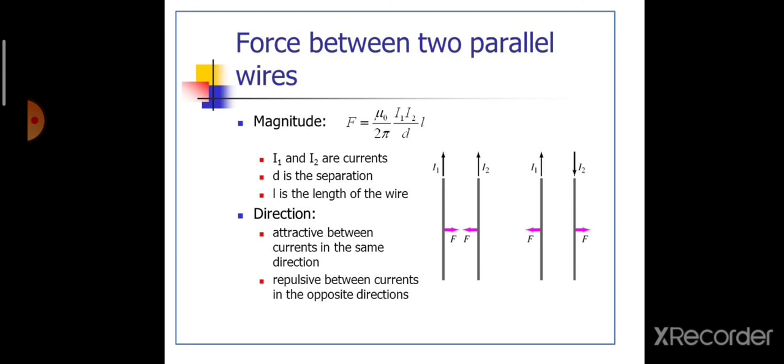So we have seen that the force is attractive if the currents are in the same direction, and the force is repulsive if the currents are in opposite directions. And the magnitude of force is given by mu 0 by 2 pi I1 I2 by d into L.